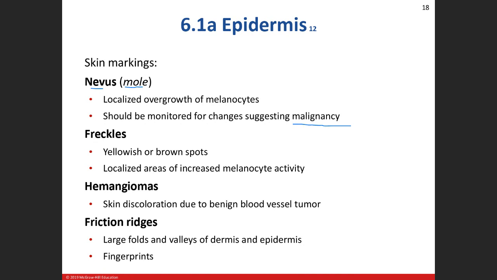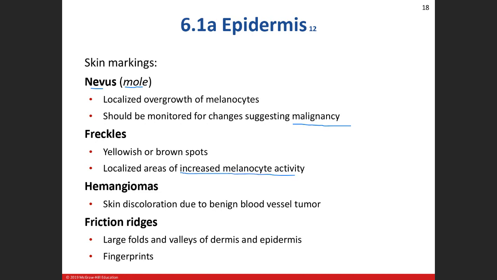Freckles, randomized yellowish brown spots throughout the skin. Again, it's just scattered sites of active melanin activity. You know, I have freckles. It's part of my DNA, my hereditary characteristics. When I go out in the sun, they get darker and they start to spread a little bit. Okay, so think of that as increased melanocyte activity.